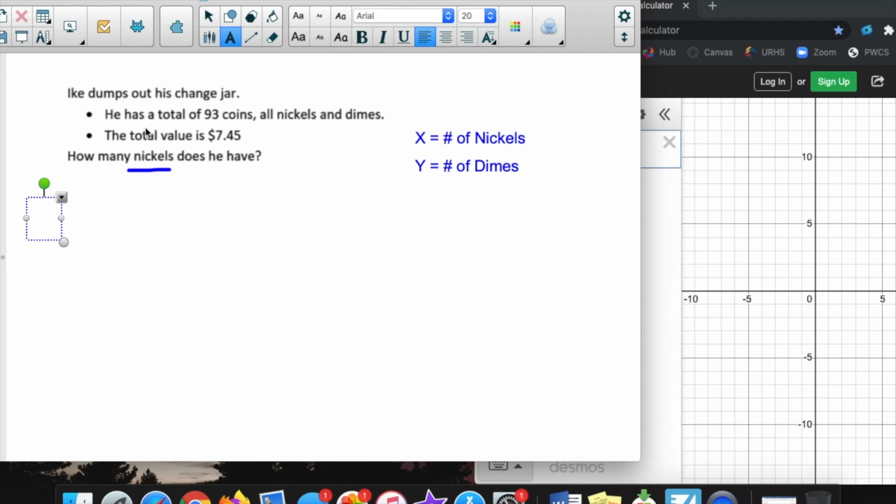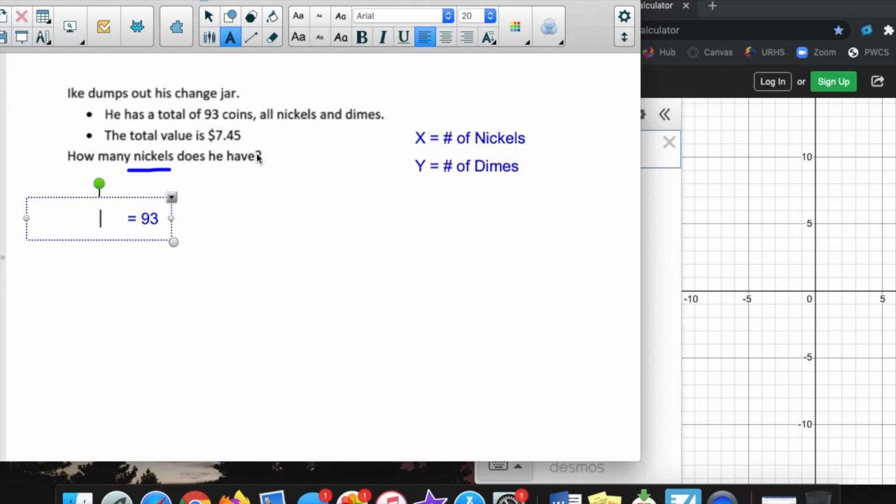Okay, so he has a total of 93 coins. Let's think about that. Again, usually we put total amounts at the end of an equation, and that's going to be true in this case as well. This equation is going to be something, something, something equals 93. Okay, that's going to be the total.